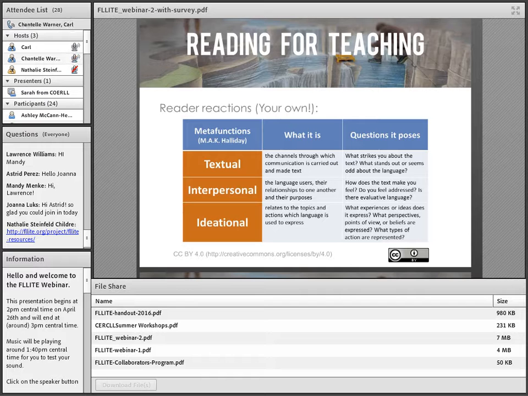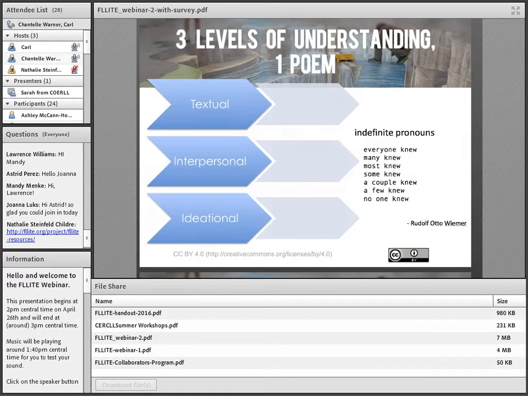So I want to turn our attention back to this poem that we were looking at a second ago, Indefinite Pronouns. And keeping these three metafunctions, these three levels of understanding, in mind, I want to hear a little bit from you. What do you notice about the text along these three dimensions? Hopefully you can see the poem presented again on the side, in a smaller form. And I'm going to bring in a couple of polls to the bottom of the screen.